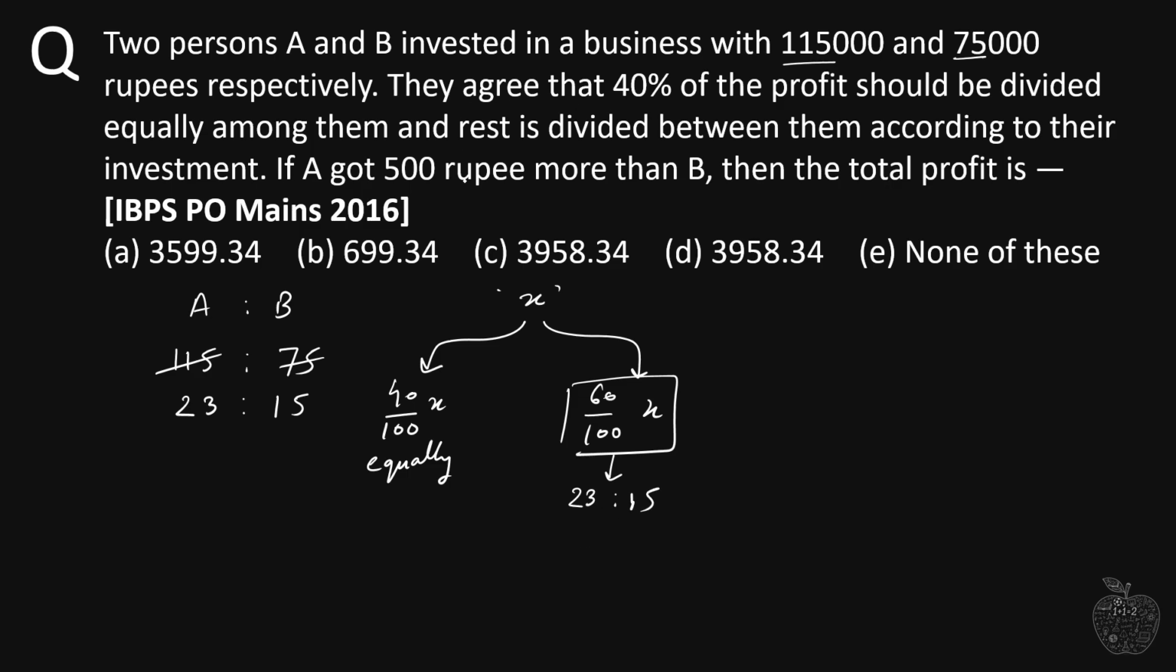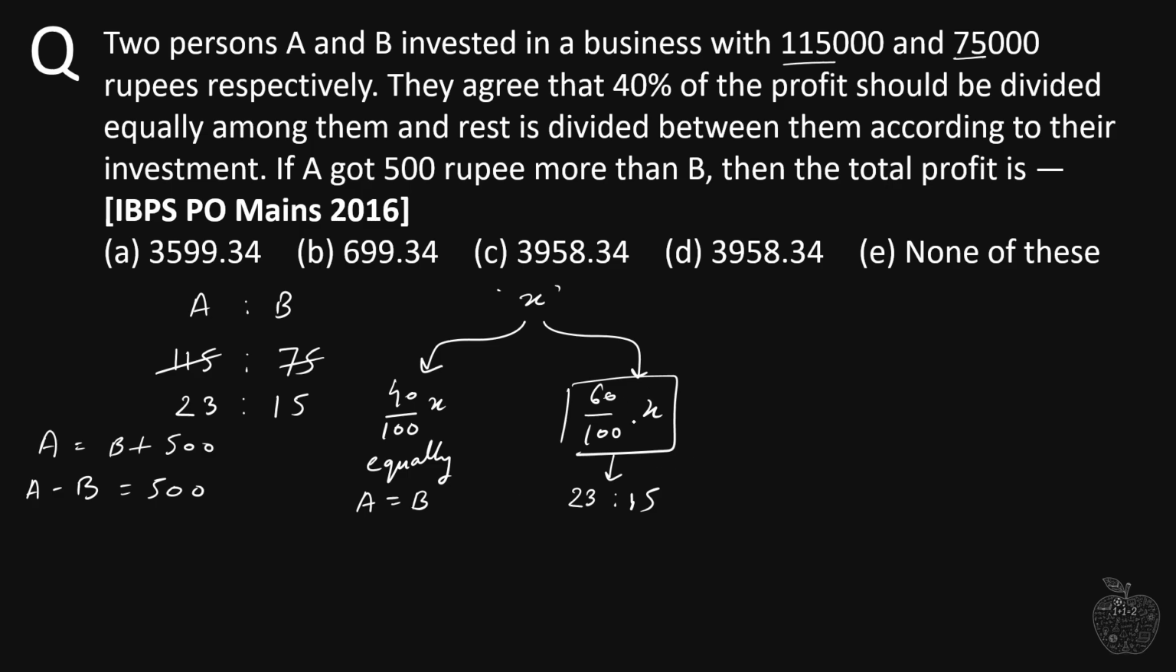Now, we are given that A got 500 rupees more than B, or I can say that A minus B here is 500. Then we have to find out the total profit. From this total profit, 40% is divided equally among them, so whatever A will get, B will get the same thing. So the profit of A equals B in this case.